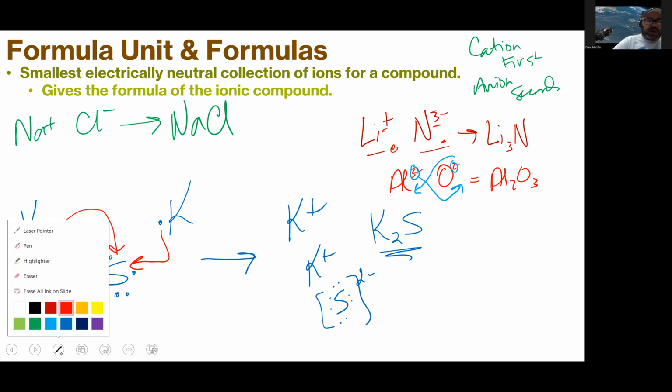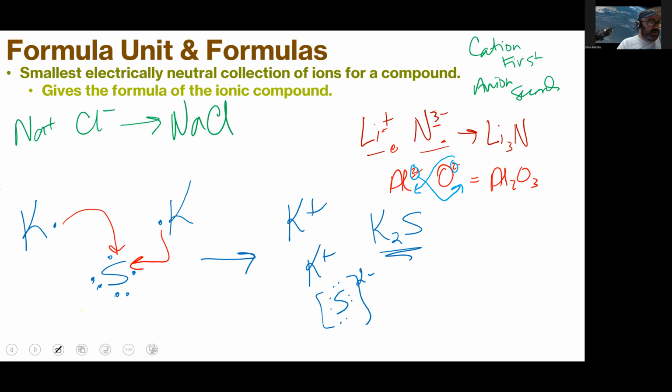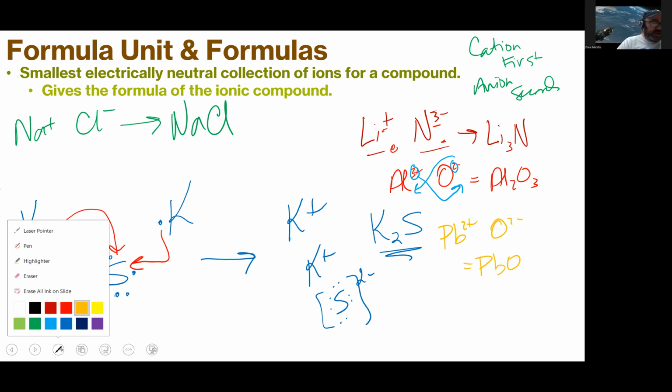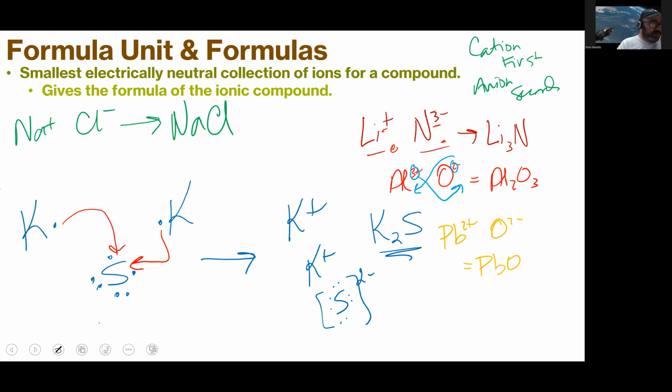So let's do Pb2+ and O2-. We have 2 plus and 2 minus, so we just need one of each. So that's PbO, not Pb2O2, which you would get if you did the switcheroo that way. Not too terrible, but again, the more you do, the better we get at doing these.